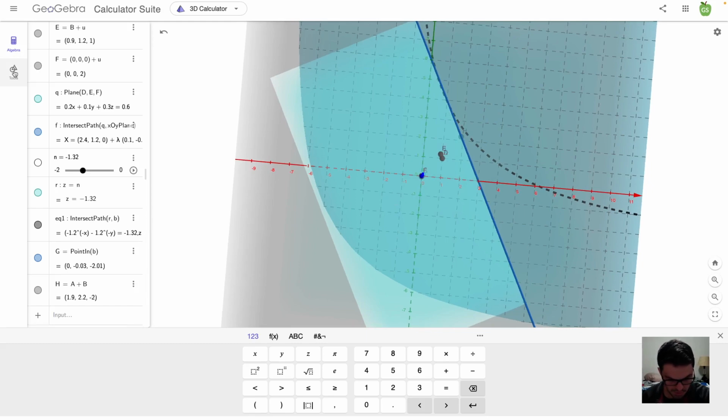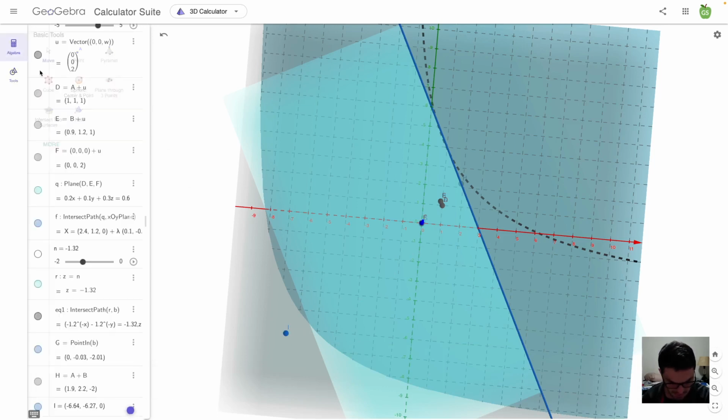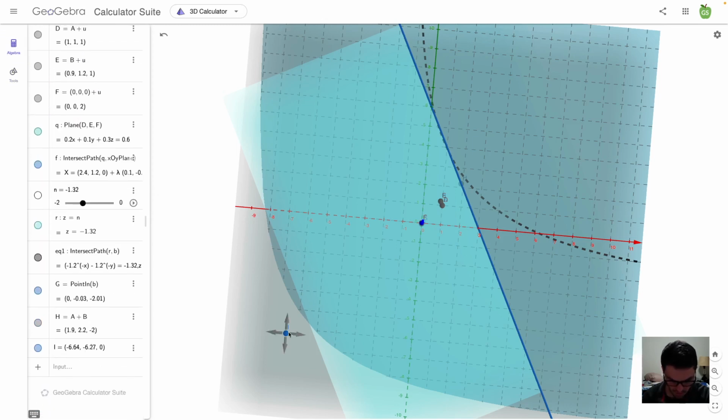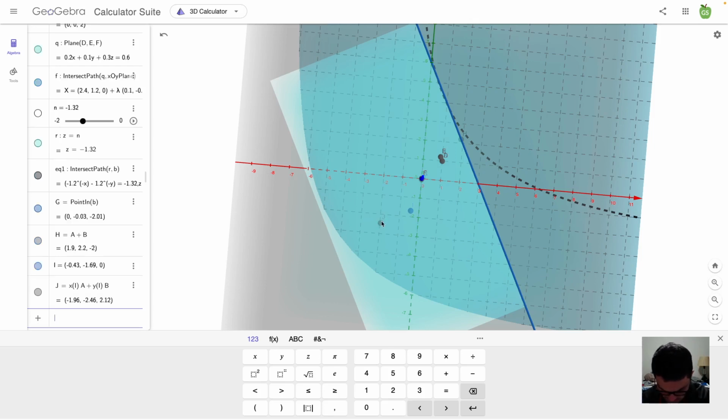Okay, so one way we can do it, I'm going to just put a point on here, right? Let's see if I can get us a good spot for a point. Yeah, that's as good as any, I guess. Okay, so now when I drag this point around, I want it to scale these two differently, right? So I want the X value of I times A, plus the Y value of I times B. Let's see if that works for us.